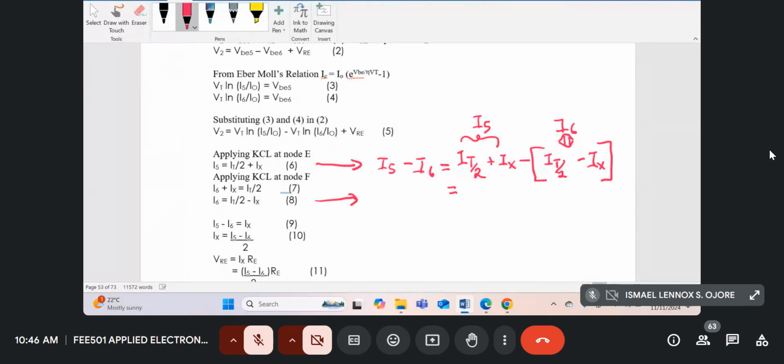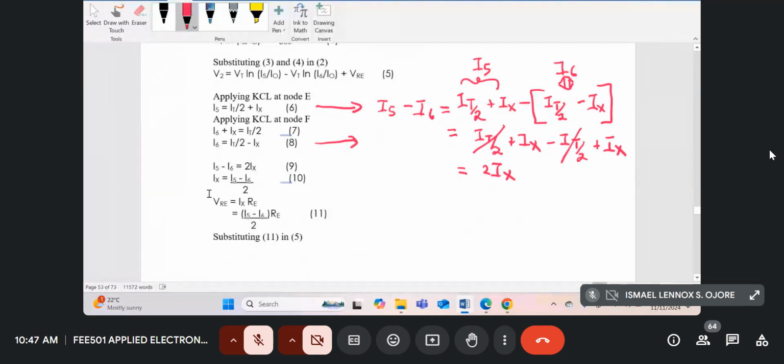So if you open the bracket, you'll get IT divided by 2 plus IX minus IT divided by 2 plus IX. And this will give you just 2IX, because this IT will cancel with this IT. So that's how we get equation 9. There's a typing error here. It is corrected. So this is 2IX. And therefore, we can solve for IX. IX will just be I5 minus I6 divided by 2. That's how we get 10.